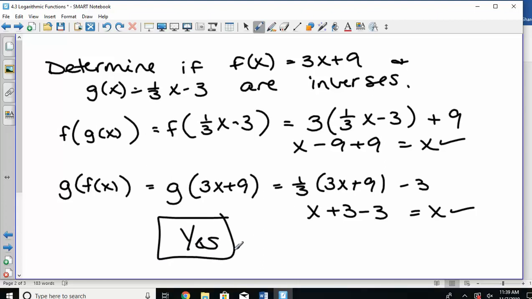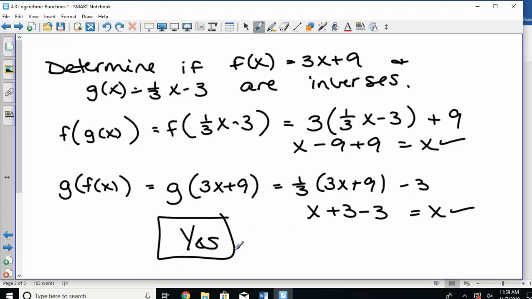What if you forgot that method? Is there another way you could figure out if they were inverses? How? Yeah. Pick one of the equations, find the inverse, see if you get the second one for your answer. That would also work.